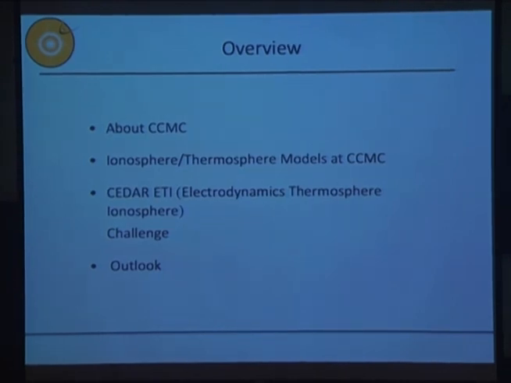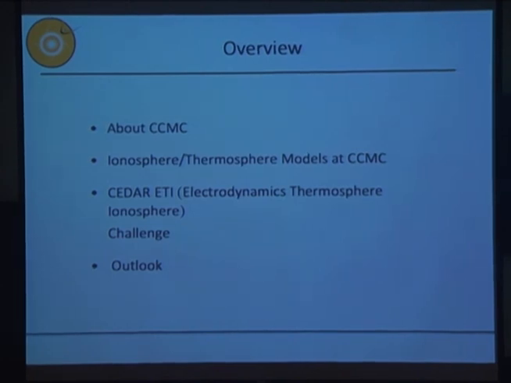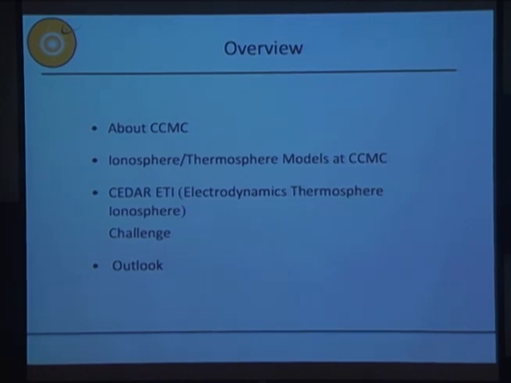models at CCMC are available for your research, and then how they can be used for your studies. And then I'll talk about the CEDAR electrodynamics and thermosphere challenge, which was initiated last year at the CEDAR workshop, and CCMC is supporting the challenge. And finally, the outlook will be given.